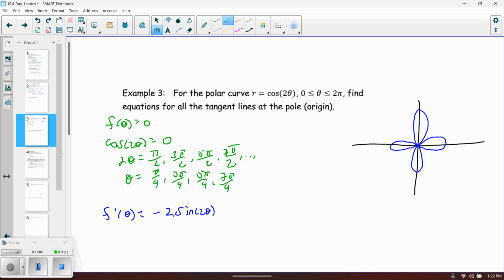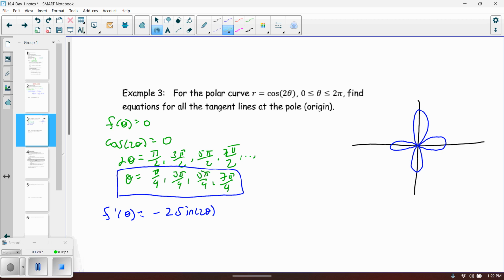Now you can either set that equal to 0, find all the values that make that 0, or you can just plug in the values that we have for theta and make sure none of those give us 0. Well, if you plug in pi fourths, 3 pi fourths, 5 pi fourths, 7 pi fourths for theta, you're basically going to have a 2 introduced on the top, which is going to reduce your denominators all to 2. So you're going to get pi halves, 3 pi halves, 5 pi halves, 7 pi halves. At all the pi halves, sine is either 1 or negative 1. So none of these values that we have found are going to make our derivative equal to 0. So all of these are solutions or tangents at the pole.